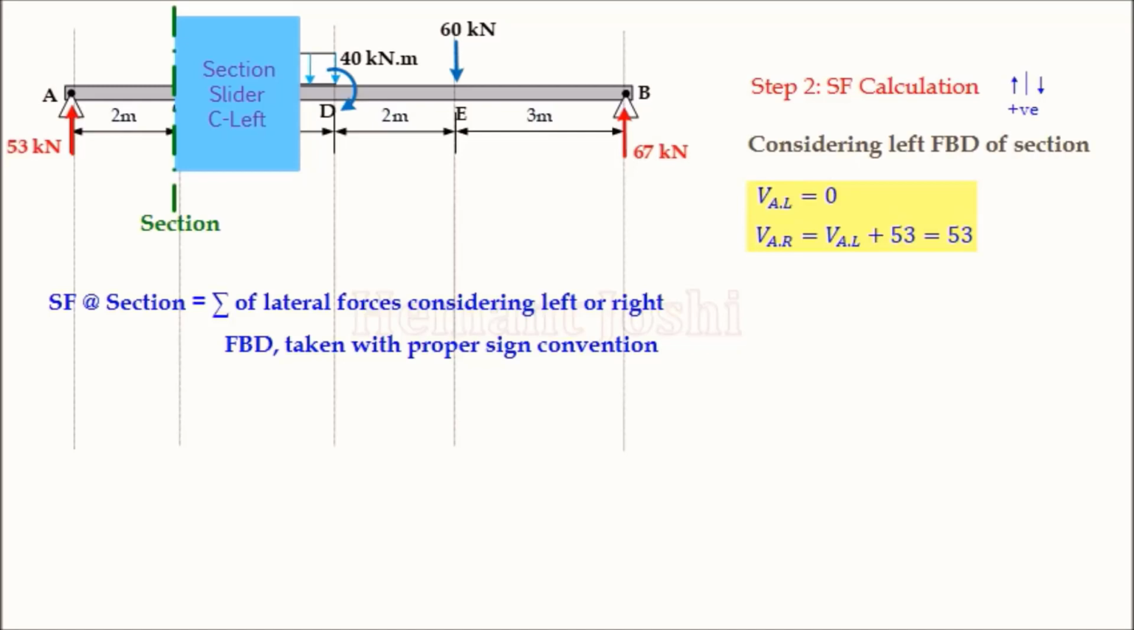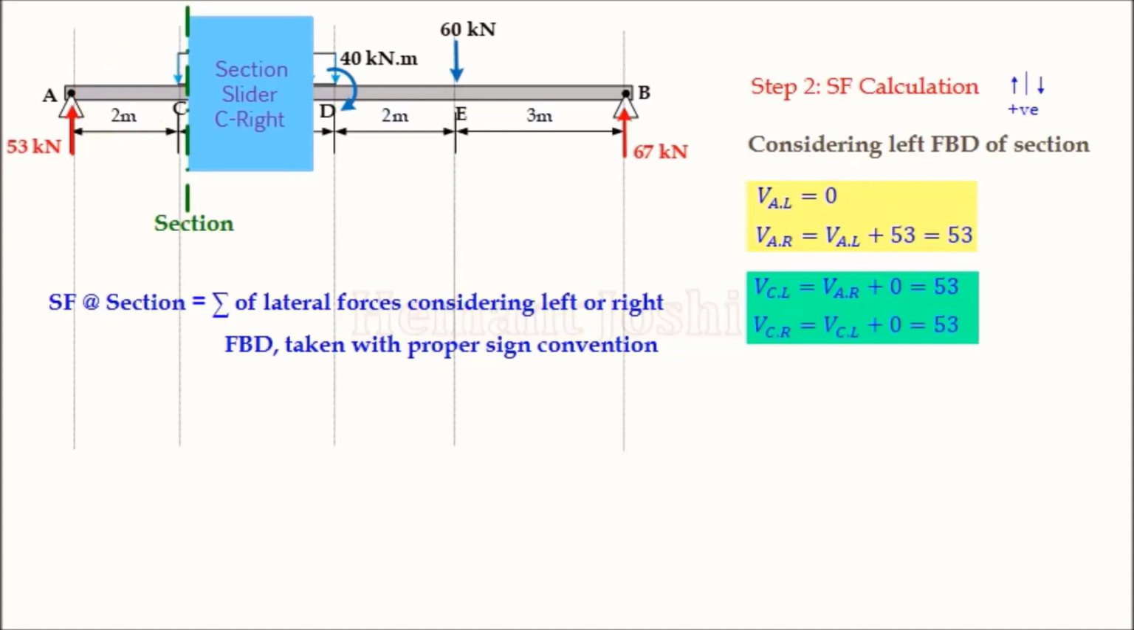Moving to the next. A right I am having. Now the next point is C. Just left of C is here. From A right to C left, no load is happening. So the original value is 53 and the newcomer is nothing. So the final answer is 53. After C left, move to just right, C right. So C left is available, C right is here. Between these two, again no point load, nothing. So the original value is carried and there is no newcomer. So the final answer is 53.